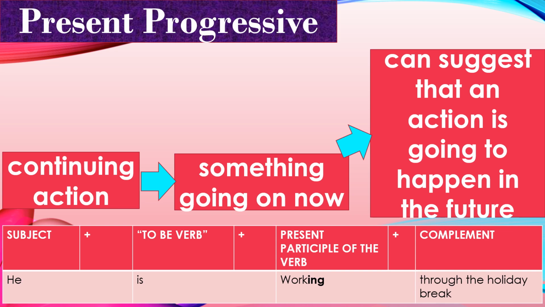How to form the present progressive? This tense is formed with the helping to be verb in the present tense, plus the present participle of the verb with an ing ending, plus complement. For example, he is working through the holiday break.